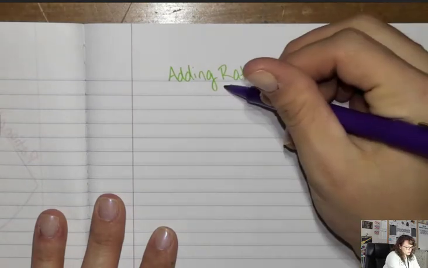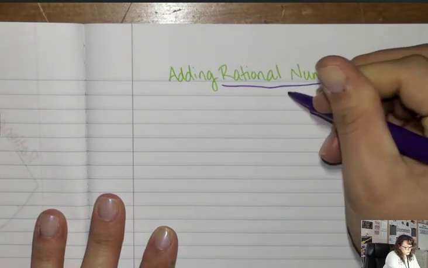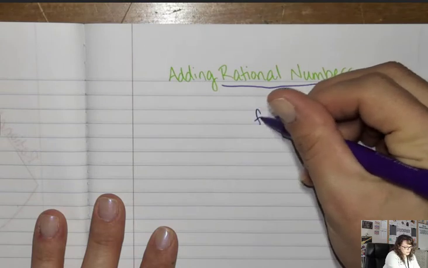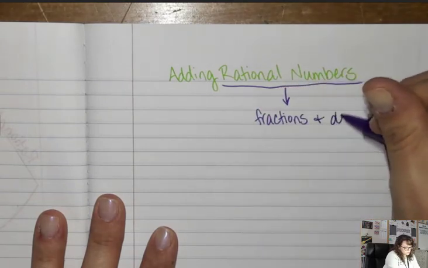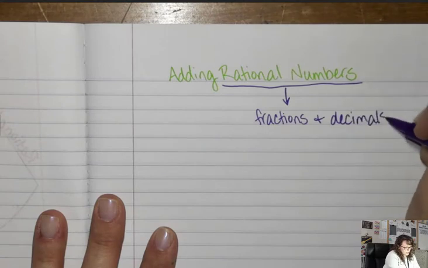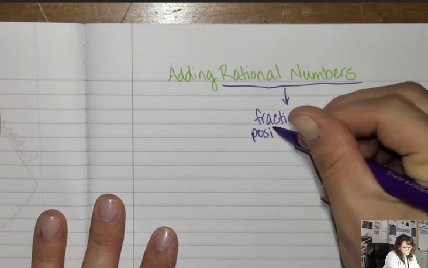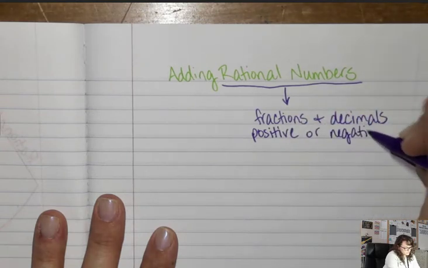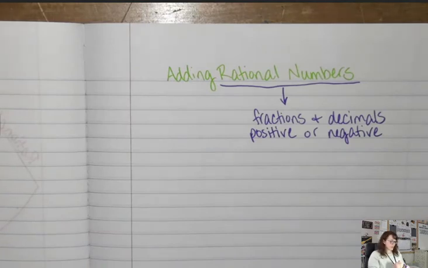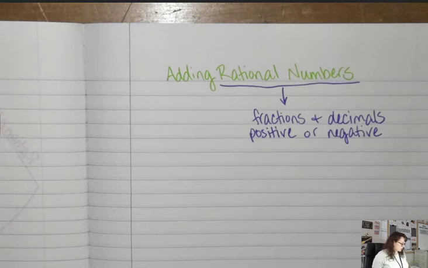So rational numbers, these are your fractions and decimals. They can be positive or negative. Fractions or decimals, positive, negative, whole numbers, integers, all of those are rational numbers. We'll start with the easier one.